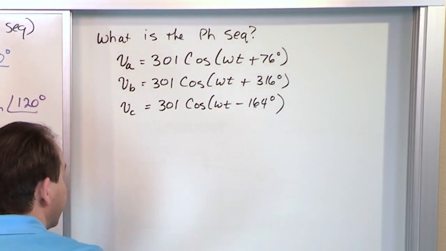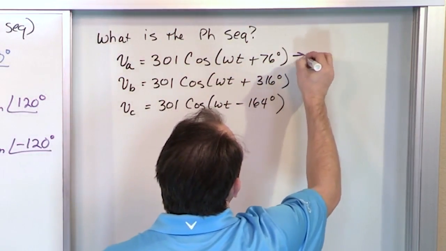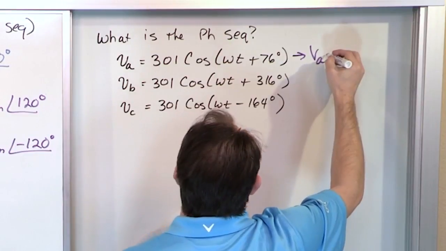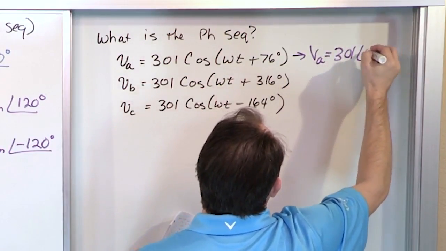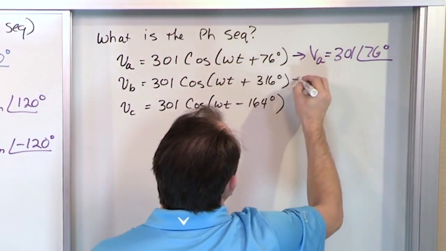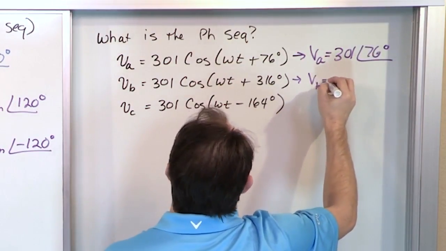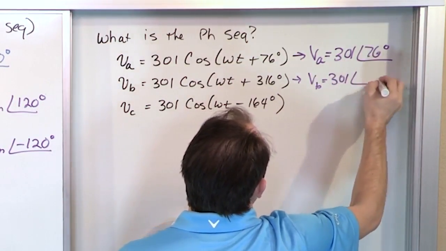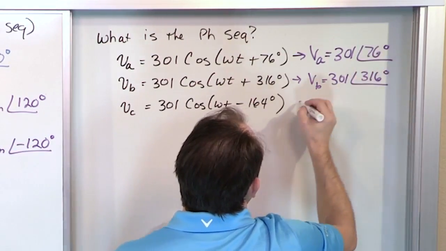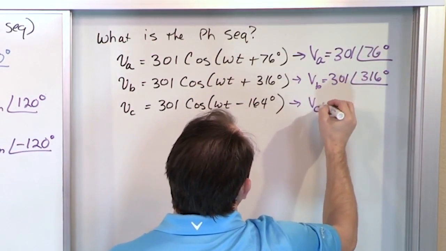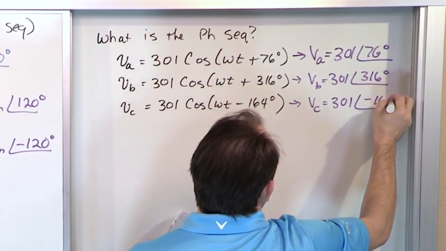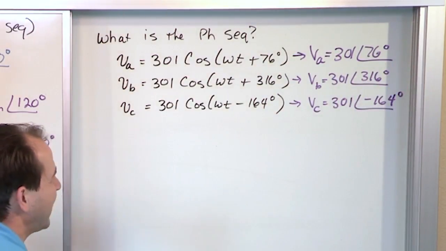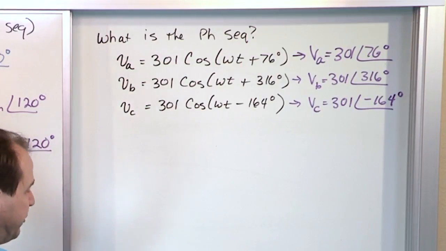Okay. First of all, just for practice, this means A phasor is 301 at an angle of 76 degrees. This means that B vector is 301 at an angle of 316 degrees. And this means that C phasor is 301 at an angle of negative 164 degrees. So that's a compact way of writing it, is what you might see.